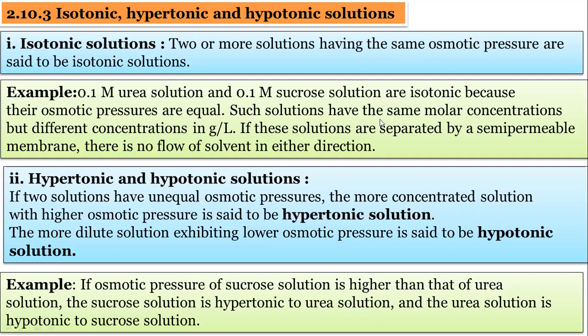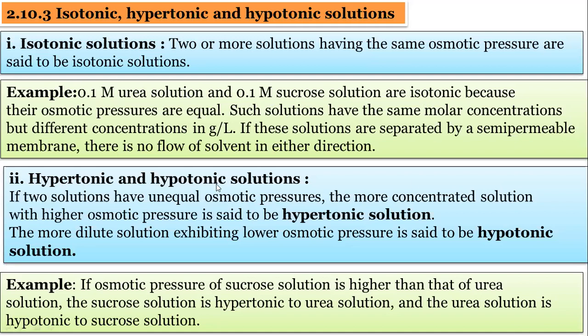Such solutions have the same molar concentration, moles per liter. This M stands for molarity, remember, not molality. Students get confused between molarity and molality: molarity is moles per liter and molality is moles per kg. So when the osmotic pressure is the same, this is 0.1 molar and this is also 0.1 molar sucrose solution, having the same osmotic pressure, it is called isotonic.